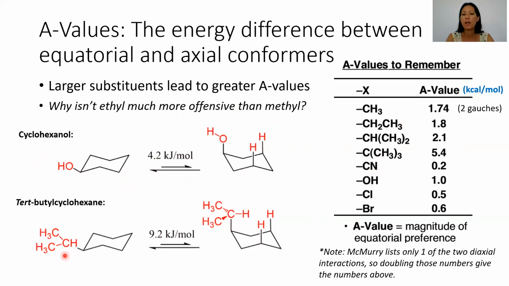A tert-butyl is much more offensive. So here equatorial is much more favored because now you have 3 carbons in the axial position. You're going to have much more repulsion. So the axial is quite a bit less favored.